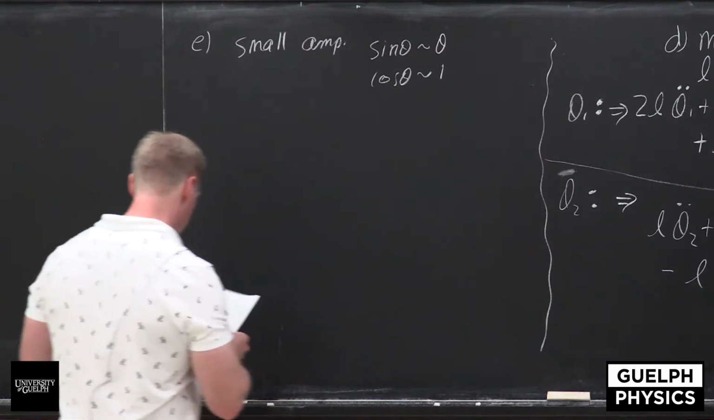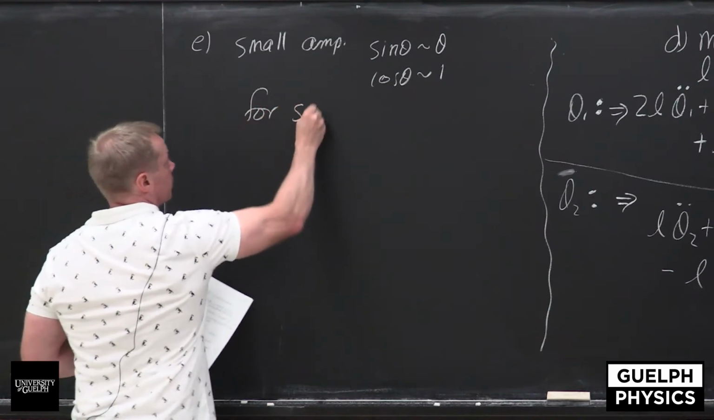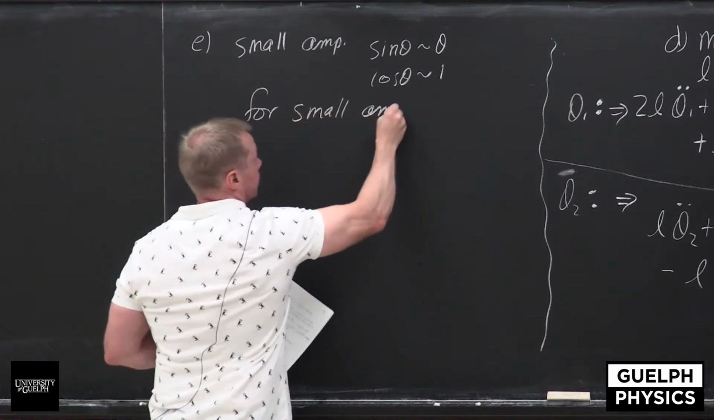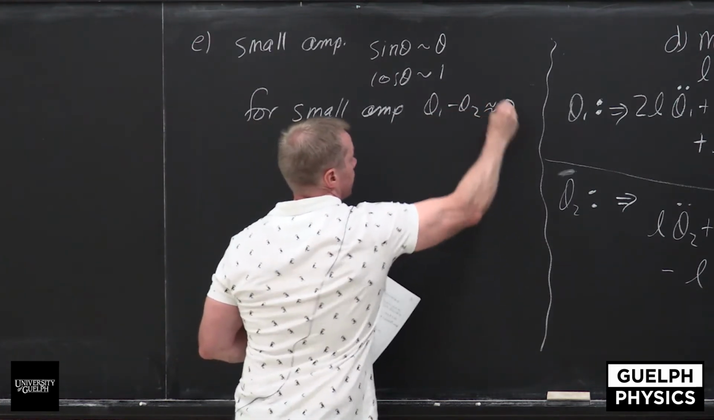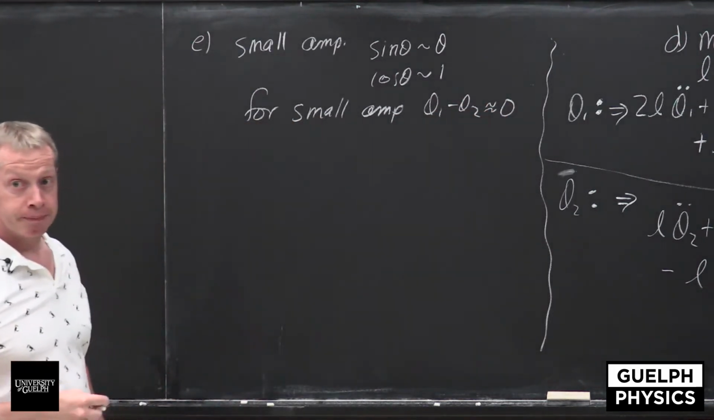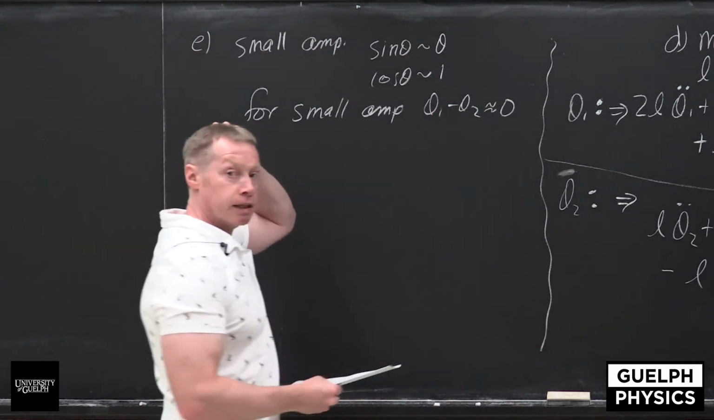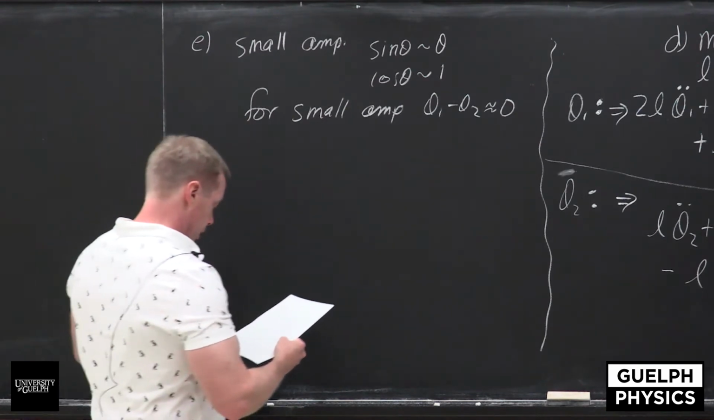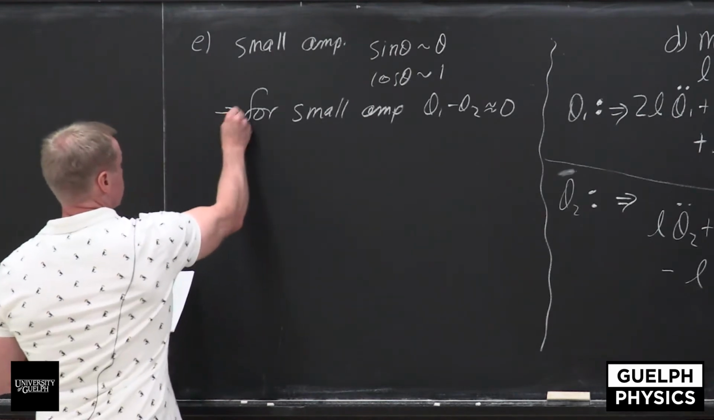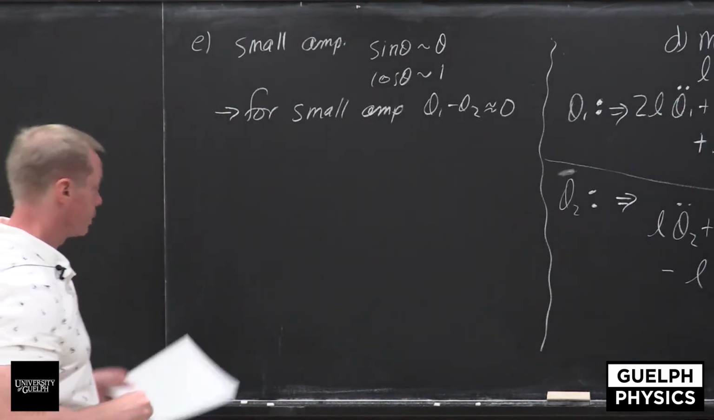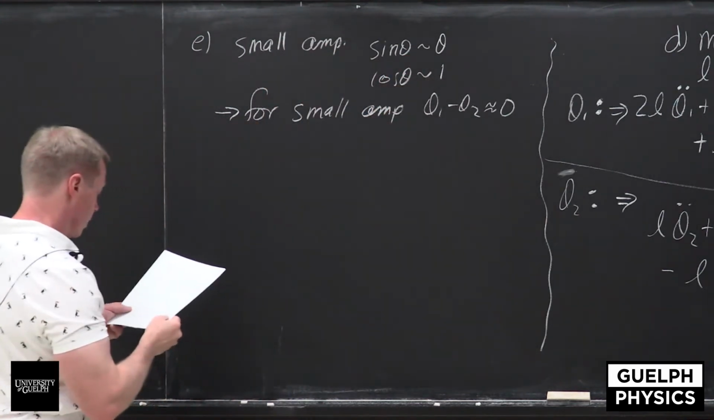And for these small amplitudes, we're going to say that theta 1 minus theta 2 is approximately equal to 0. So we're not expecting there to be large differences in the angles. And we'll see how that, we'll insert that approximation a little bit later. So first, let's make this normal small angle approximation.